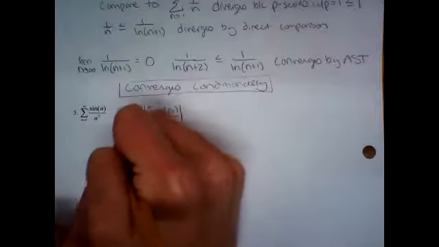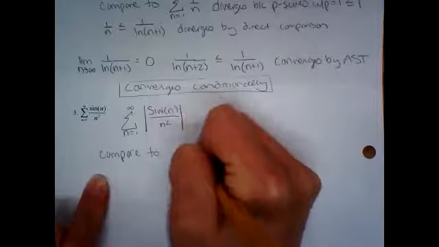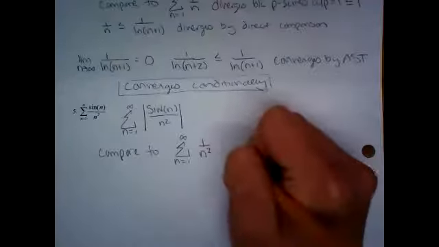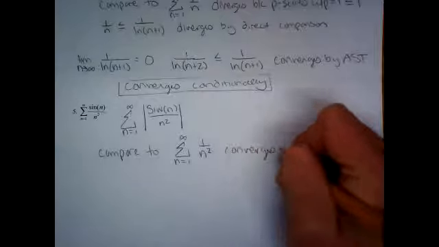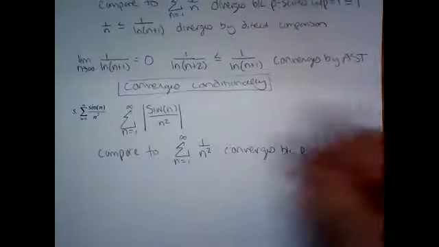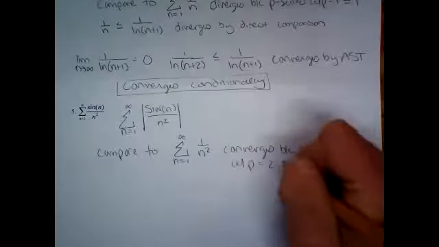We're going to do a comparison test here. I'll come down to the next line. We're going to compare this to 1 over n squared. So what is that one going to do? The one that we're comparing it to? It converges. Why? Converges because P series, what? With P equals 2, good, which is greater than 1.